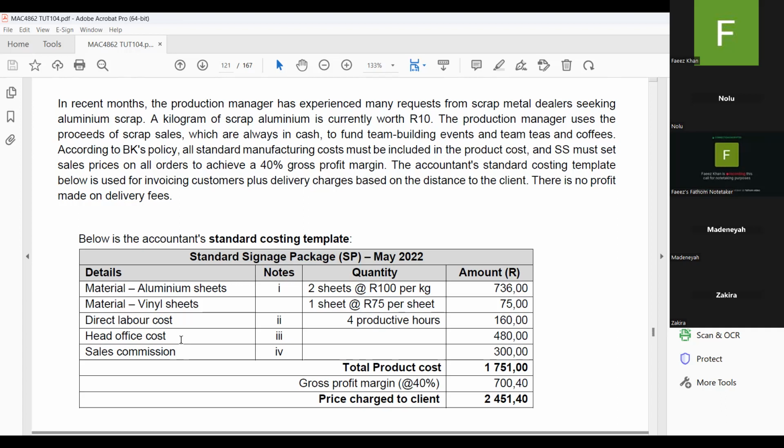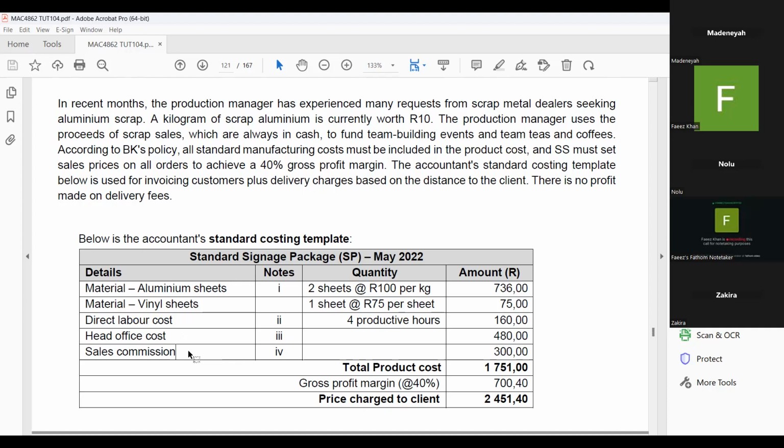Head office cost is usually not a manufacturing cost, so we needed to read note number 3. Sales commission is not a production cost. It is not a manufacturing cost. As a result, it can't be included in the cost of a product, because in the cost of a product, it is only manufacturing cost. A sales commission is a selling cost, and as a result, we don't include it. Okay, then the second part we needed to have a look at is the calculations, and that we went through yesterday. Okay, so just take note of that.